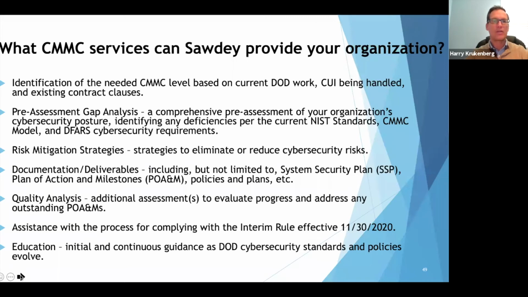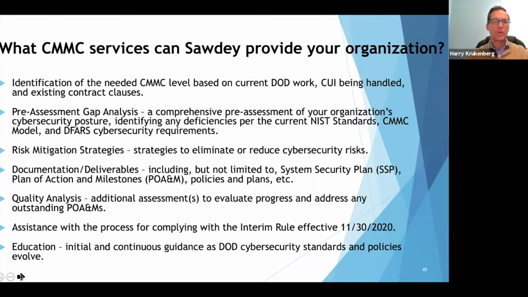So what we can do is help you identify your needed CMMC level based on the type of work you're doing, the CUI that you may be handling, and clues in your existing contracts in the form of existing contract clauses. One of the things that we're offering is a pre-assessment gap analysis, which is a comprehensive pre-assessment of your organization's current cybersecurity posture. And then we identify any deficiencies with the current NIST standards and the CMMC model, and we can help you put in place a system security plan and a plan of action and milestones to then attack and address those gaps.